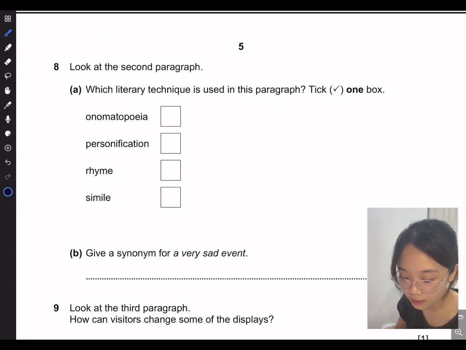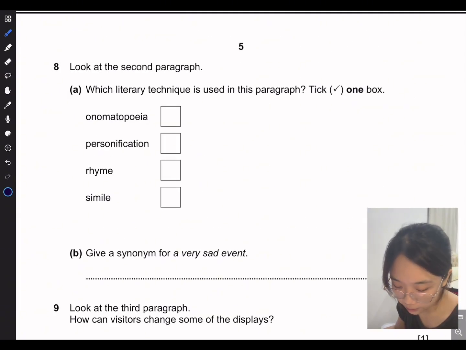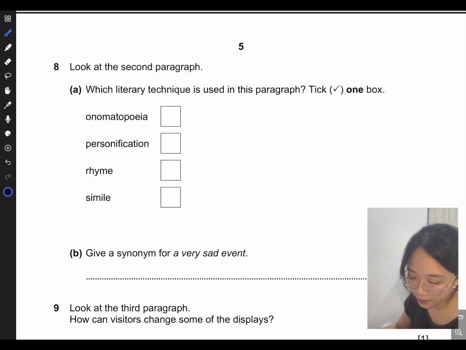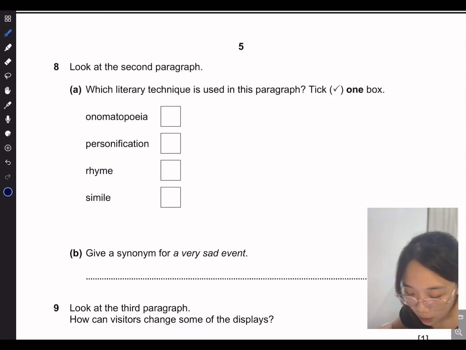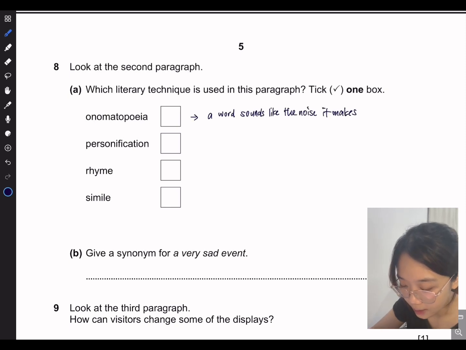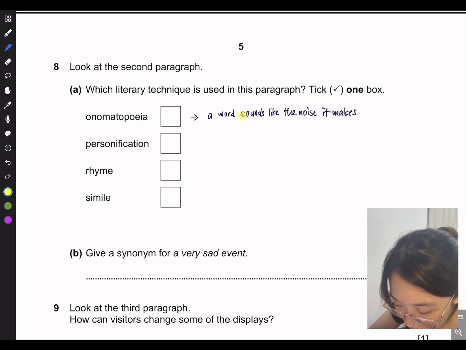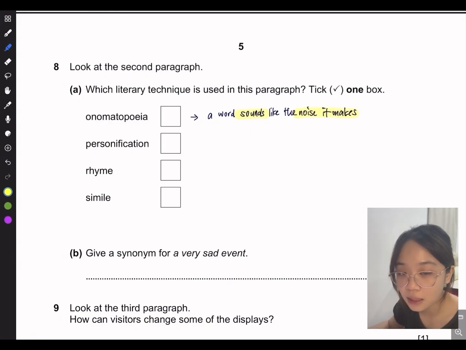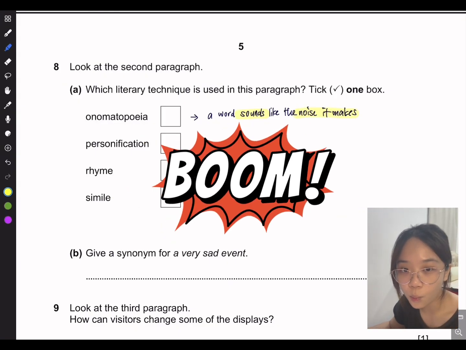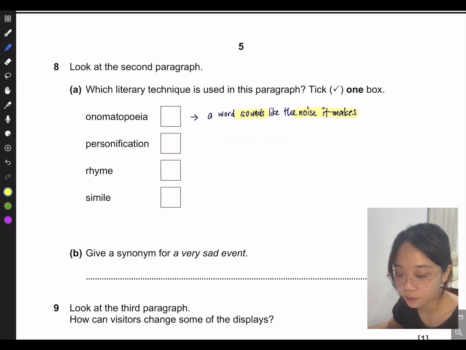Question 8, look at the second paragraph. Which literary technique is used in this paragraph? Take one box. I'm going to explain to you what all this means. The first one is onomatopoeia. It is a word that sounds like the noise it makes. So for example, buzz, it is the sound of a bee. Boom, it is the sound of an explosion.